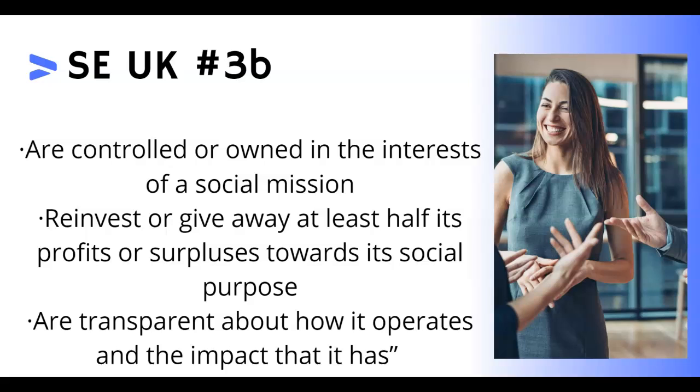Again, we've seen that in the first definition of a social enterprise that we found from the DTI. And then it says they are transparent, and this is an important point here, transparent about how they operate and the impact that they have. So what it means is that we want you to run an open book. We want to be able to go to your accounts and see exactly how you spend money.